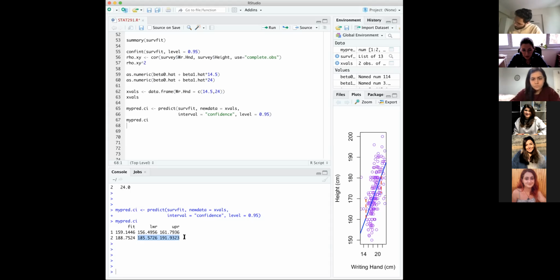Okay. I'm talking about this one. And also 185 and 195 centimeters for a hand span of 24 centimeters. Okay. So this is the confidence interval for mean heights in here. Confidence interval for mean height. Let me write it.